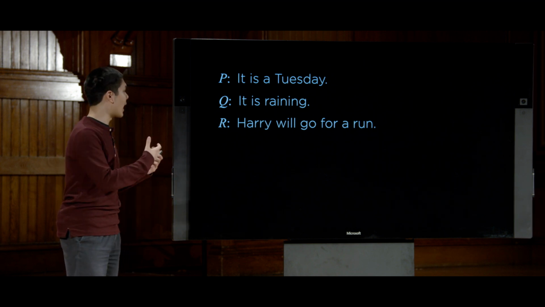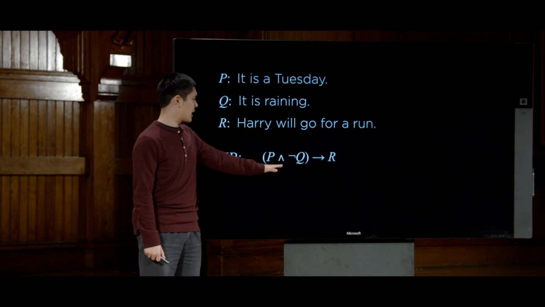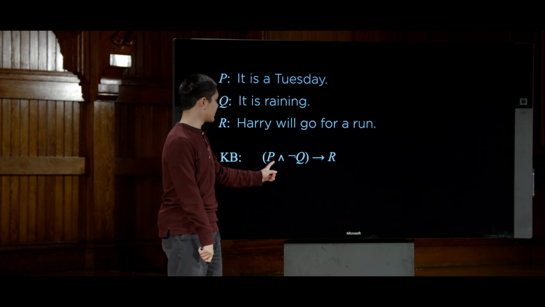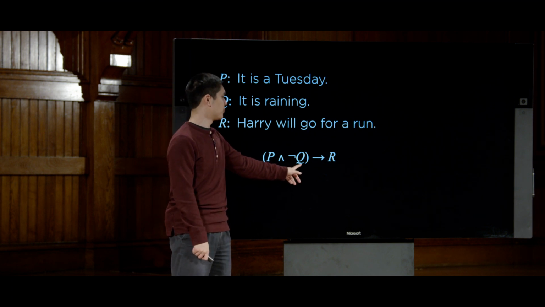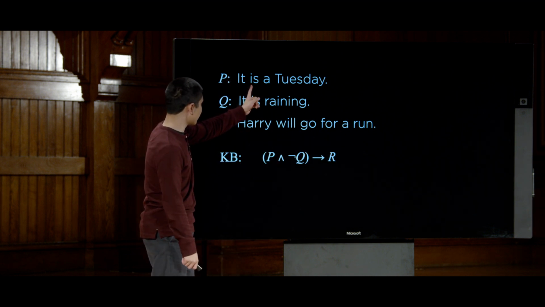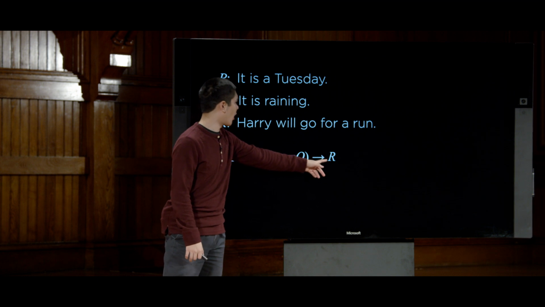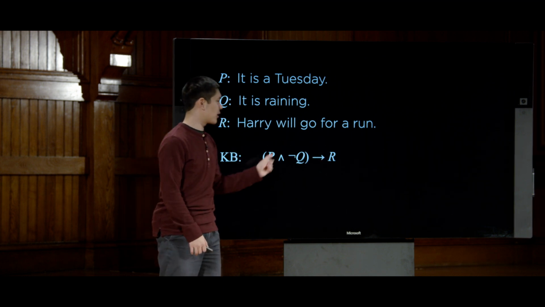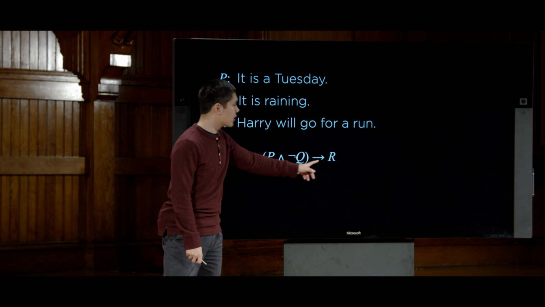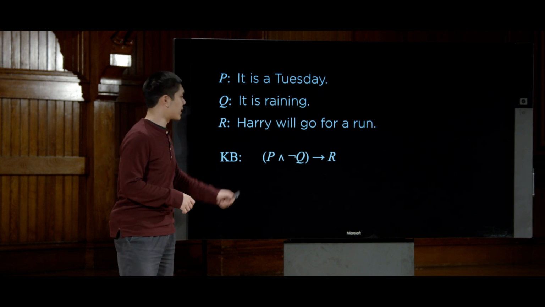Now, we'll give ourselves, or an AI, access to a knowledge base, abbreviated KB, the knowledge that we know about the world. We know this statement. All right, so let's try to parse it. The parentheses here are just used for precedence, so we can see what associates with what. You would read this as P and not Q implies R. What does that mean? Let's go piece by piece. P is it is a Tuesday. Q is it is raining. So not Q is it is not raining. And implies R is Harry will go for a run. So the way to read this entire sentence, in human natural language at least, is if it is a Tuesday and it is not raining, then Harry will go for a run. And that is now inside of our knowledge base.